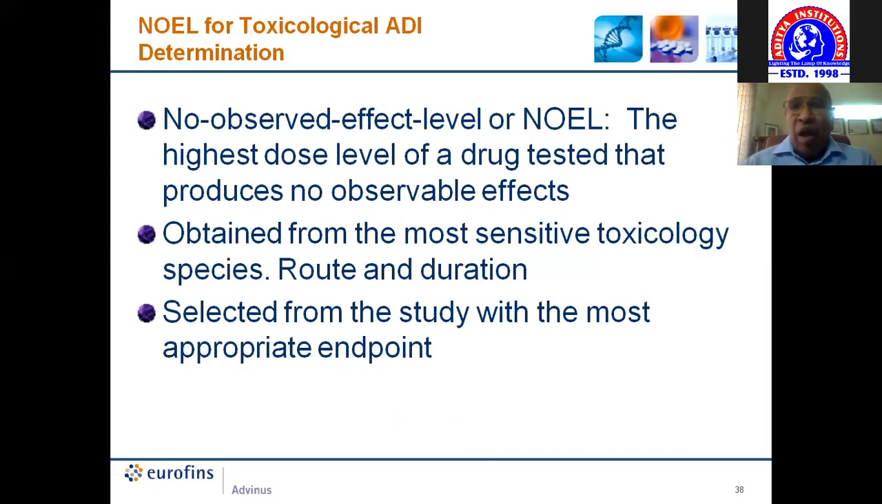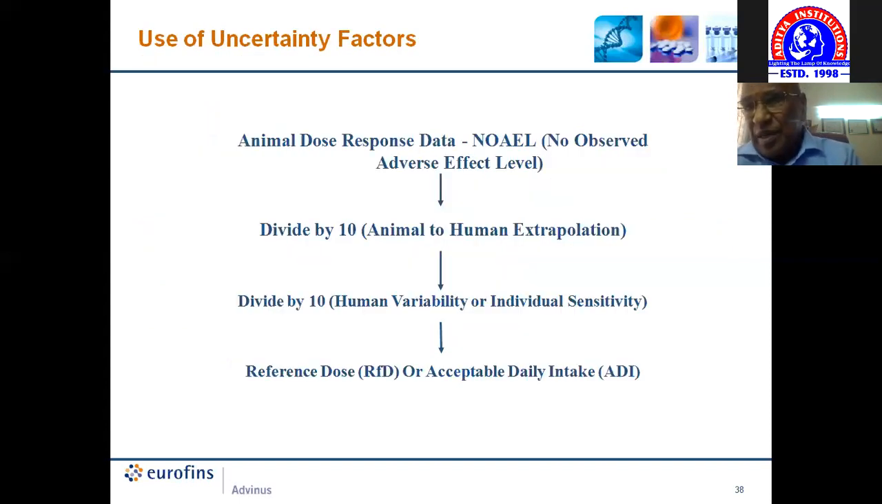Okay. I already talked about the no observed adverse effect level earlier, which is a dose that did not result in toxicity in any animal in any study at all. So this is usually the highest dose level that did not produce any effect. It is obtained from the most sensitive species, rat or dog, whatever; we'll come back to it in the next slide. Select from the study with the most appropriate endpoints, very important. Next slide, please. Again, a lot of experience is required.